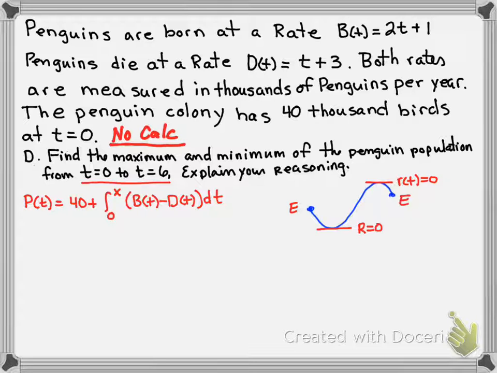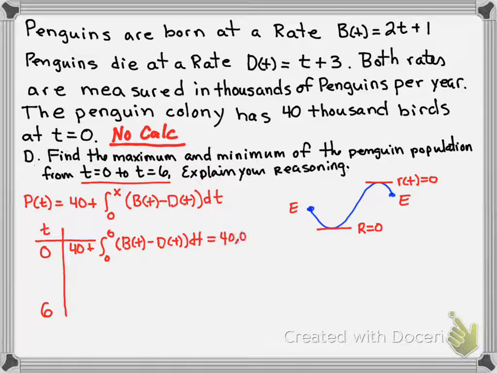Okay? So that means if I was to set up a table, I know already that I better check time equals 0 and time equals 6. And so at time equals 0, I would have 40 plus the integral from 0 to 0. Well, that's just going to be 0 of this birth rate minus death rate. So this first answer is 40,000. At 6 years, we're going to have 40 plus the integral from 0 to 6 of the birth rate minus the death rate. Well, we found this in part C to be 46,000 penguins. Again, adding this 40 and whatever this number is was in thousands. So that answer was 46,000.